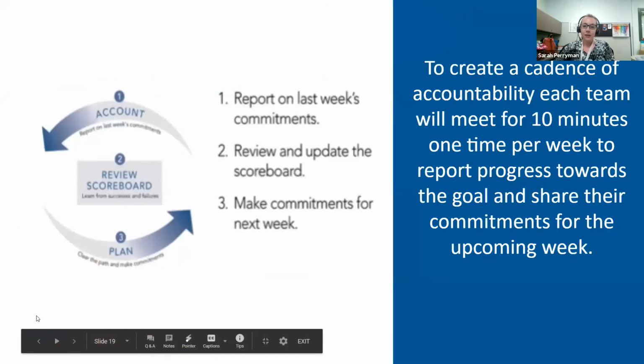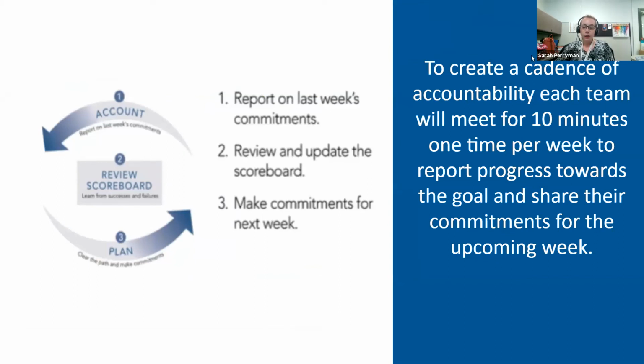To create a cadence of accountability, you can work through these 3 steps, and it can take less than 10 minutes. You're reporting on last week's commitments, reviewing and updating that scoreboard, and making commitments for next week.